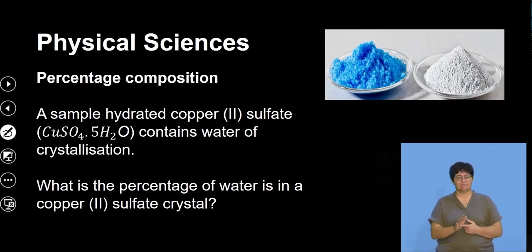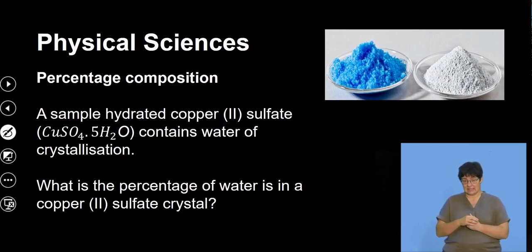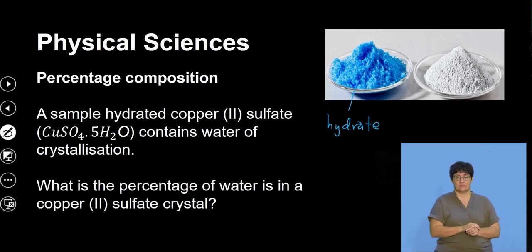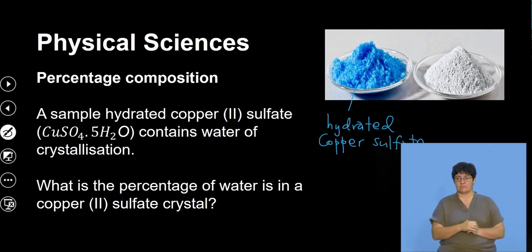Here's another typical example, which is very interesting. It says here, a sample of hydrated copper 2 sulfate. The formula is given. Hydrated means that it has water of crystallization. If you focus your attention on the image there, you'll realize that the blue one is the hydrated copper sulfate. This copper sulfate contains water which has formed those crystals. That's hydrated copper 2 sulfate.